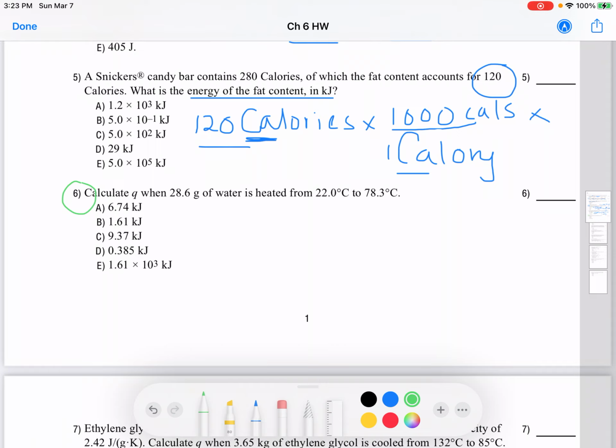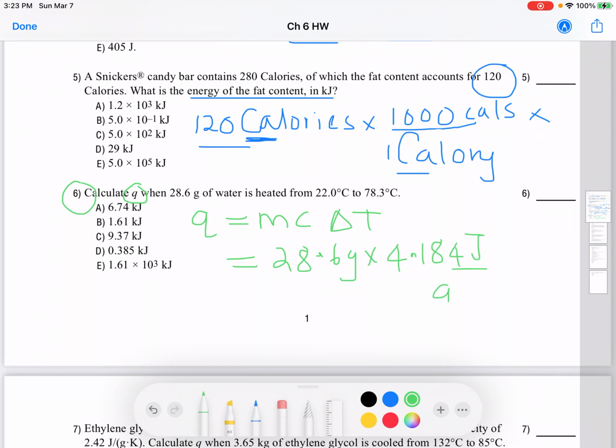Calculate Q when 28.6 grams of water is heated from 22 degrees Celsius to 78.3 degrees Celsius. Now we want to calculate Q. So for this one, we're going to use Q equals mc delta T. And the mass of the water is 28.6 grams. C is the specific heat of water, 4.184 joules, and the units are per gram per Celsius, and delta T is going to be 78.3 minus 22.